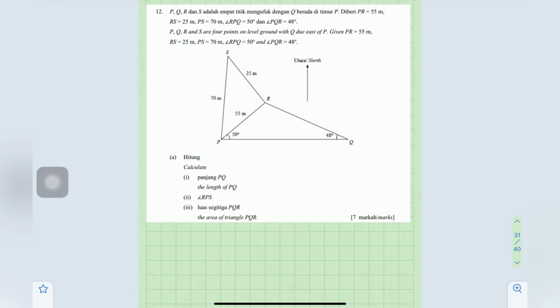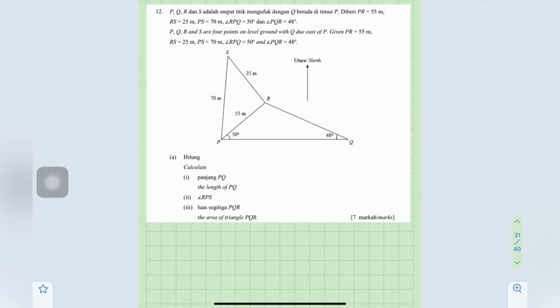Okay, now we are going to discuss a question in section C. P, Q, R, and S are 4 points on level ground with Q due east of P. Given PR equals 55 meters, RS equals 25 meters, PS equals 70 meters. Angle RPQ is 50 degrees, angle PQR is 48 degrees. So actually all the values are given on the diagram.